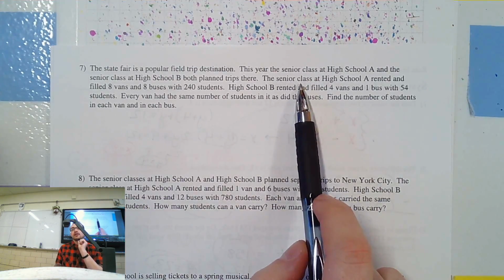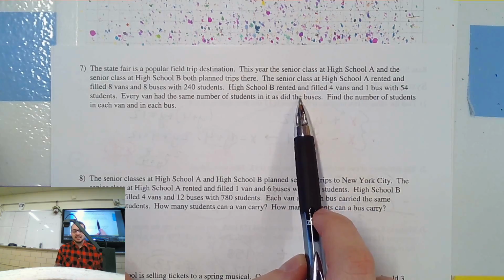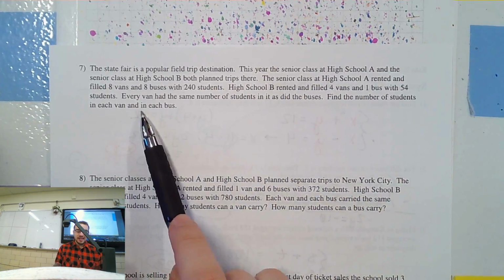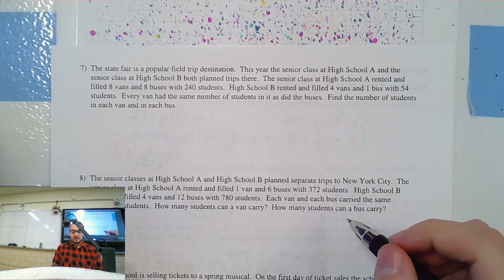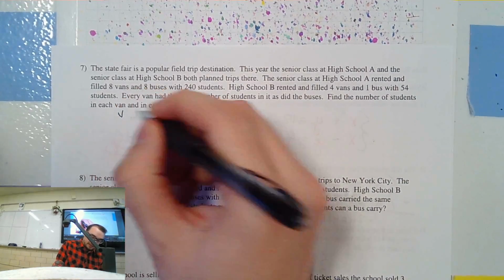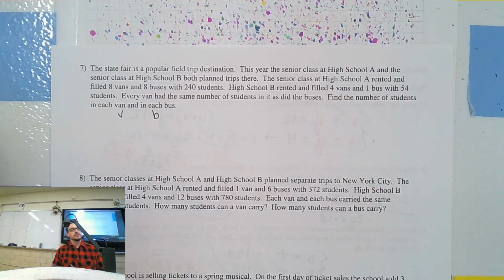Meaning that the vans don't vary in size, the buses don't vary in size. The kids don't vary in size either, apparently. Find the number of students in each van and each bus. So we need to find the number of students in each van and each bus. So van students and bus students.